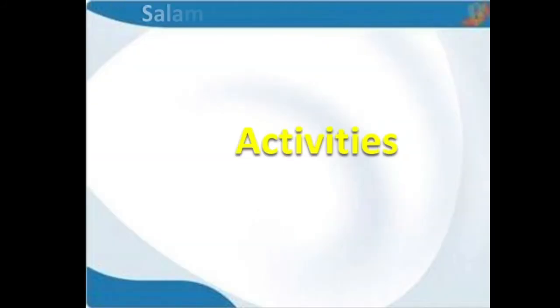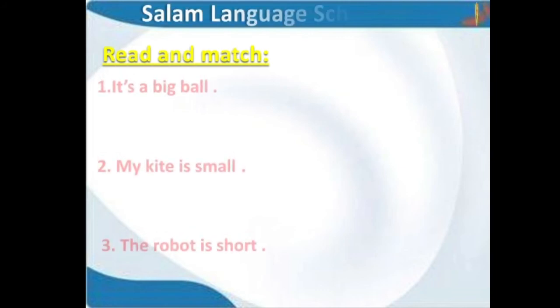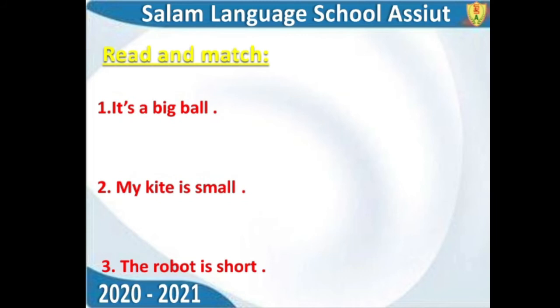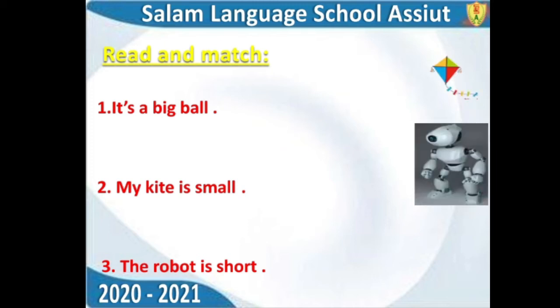Some activities. Read and match. Number one, it's a big ball. Number two, my kite is small. Number three, the robot is short. We have three pictures. Number one, which picture? It's a big ball.